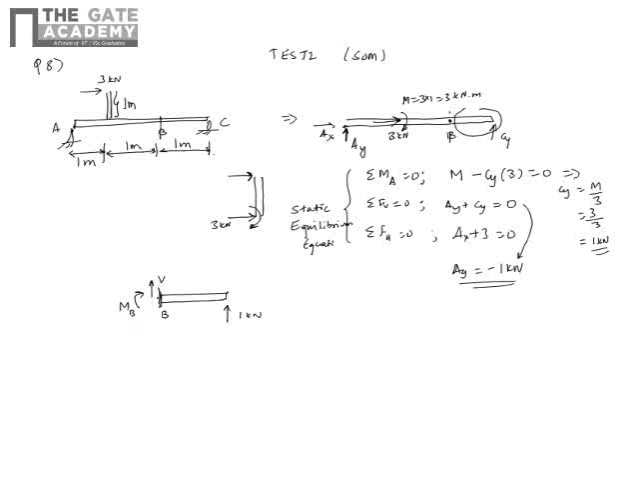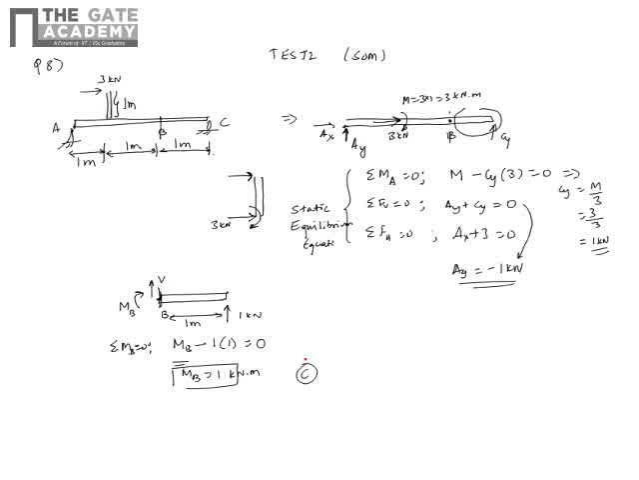I need to find the bending moment at B. So what I can do is the net moment about B has to be 0. So MB is clockwise. CY is 1, into 1 meter, is 1, anti-clockwise. There are no other moments. So the bending moment at B would be 1 kilonewton meter. So the option is 1 kilonewton meter.